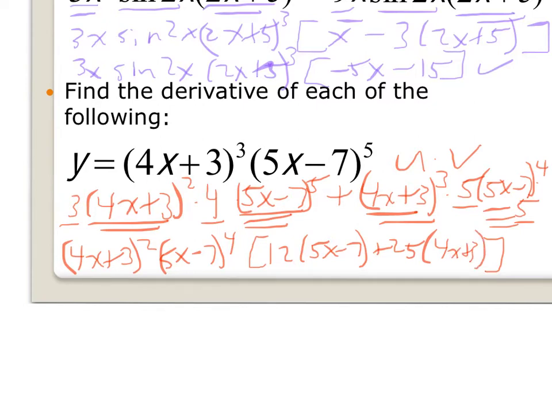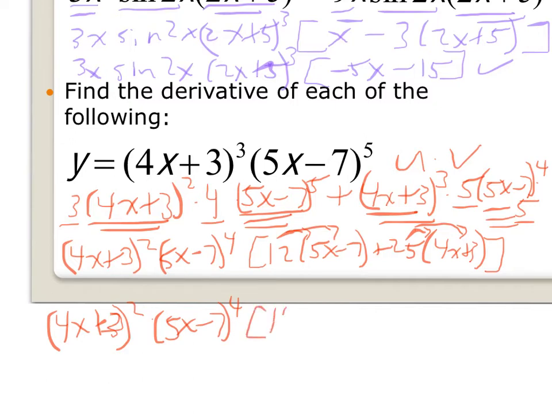And so now, just like the previous problem, I can distribute here and combine like terms. So I'm going to end up with 4x plus 3 squared times 5x minus 7 to the fourth. And if I distribute here, I get 60x plus 100x, so that would be 160x, and minus 84 plus 75, sorry, would be minus 9, and that's what's left inside the parentheses. And this would be the simplified version of this equation.